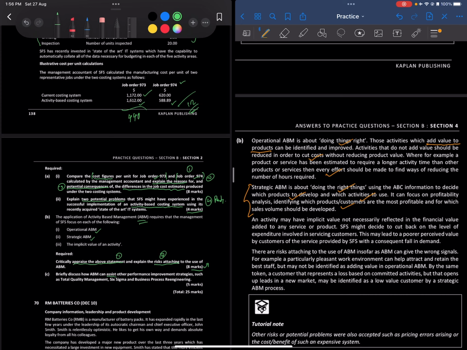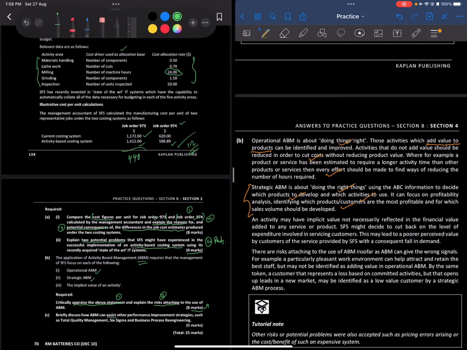Operational is more about doing things right, and it's about the labor hours. Whichever activity is taking a lot of time, we try to reduce those hours. Or otherwise we could say like the lathe work, which could have a maximum number of cuts, so we might want to reduce those cuts. So basically it's a bit of optimizing. And then strategic ABM is about doing the right things: where to launch a product or what kind of product to develop, understanding what kind of cost structures there are within activities and which activities you should use.